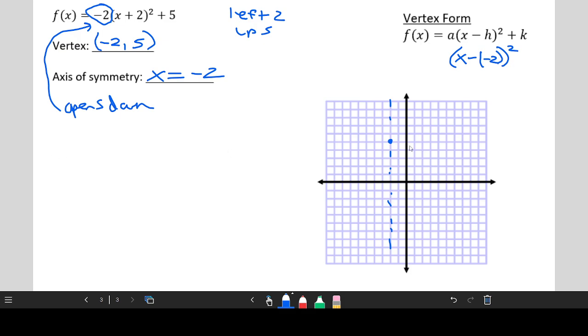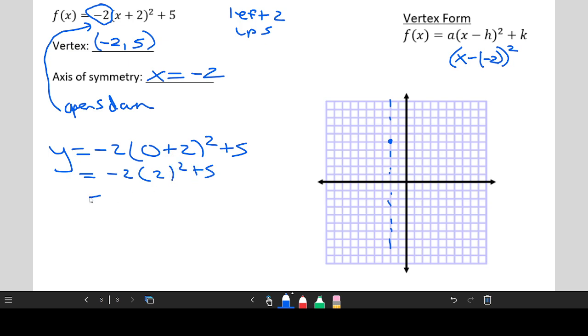So we just need to get a couple more points here. The y-intercept is usually pretty easy to find. All you have to do is substitute 0 for x. So for this one, if we substitute 0 for x, we get negative 3 for y. So we have the point 0, negative 3.